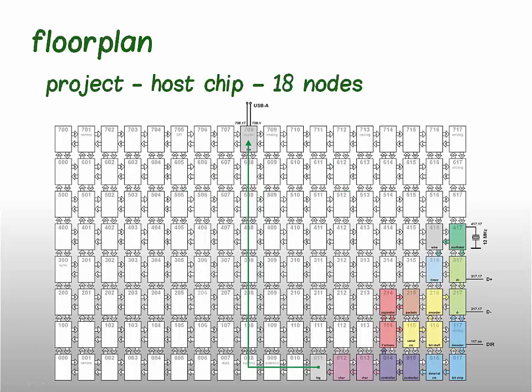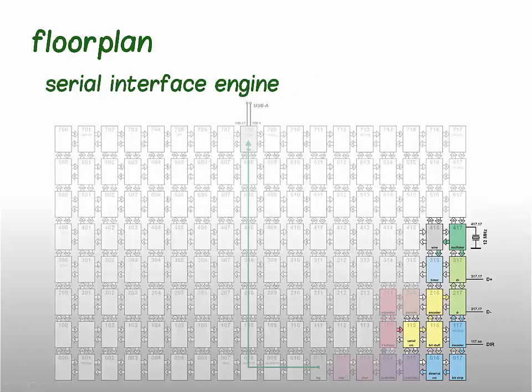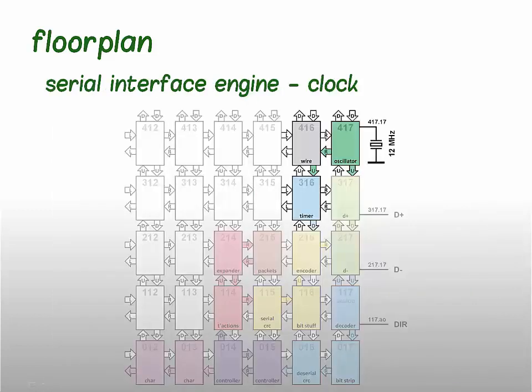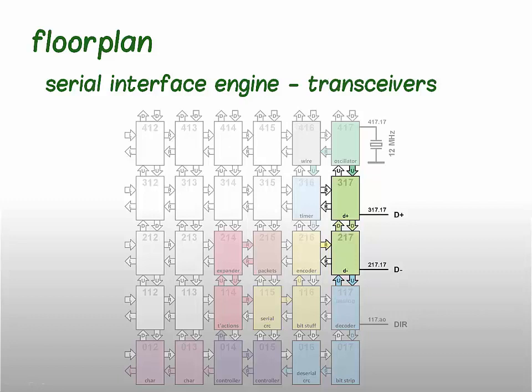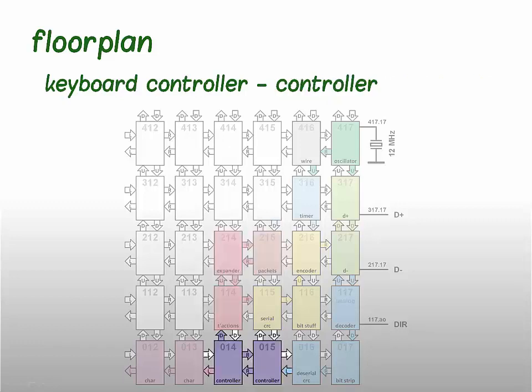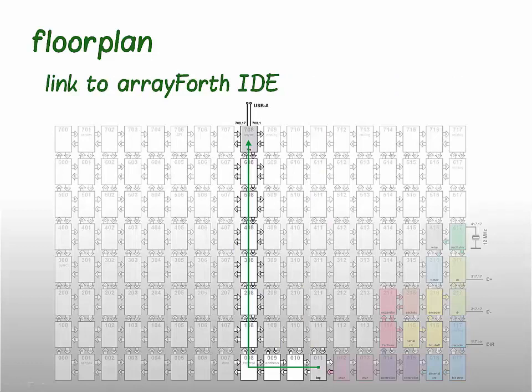The USB host is implemented in 18 nodes of the host chip. The serial interface engine consists of 11 nodes, and the keyboard controller is made up of 7 nodes. The serial interface engine consists of a clock module, 2 transceiver nodes, a transmit path, and a receive path. The keyboard controller consists of a module with description of packets and transactions, the controller itself, and a character decoder. For the purpose of demo application, we also have a link that allows communication between the USB host and etherForth IDE. One important note about data and commands.